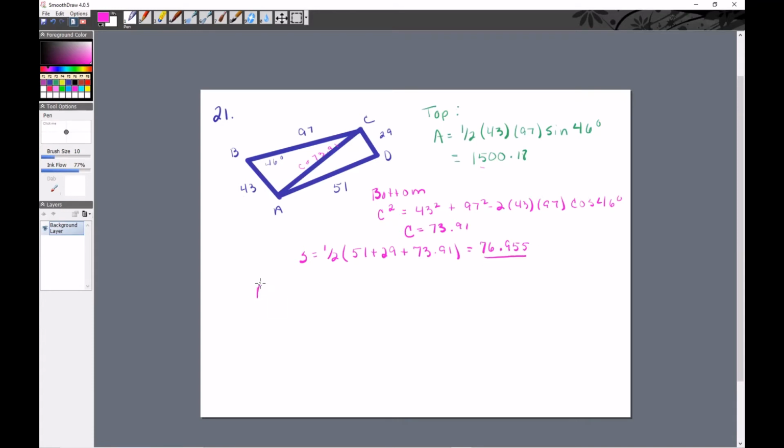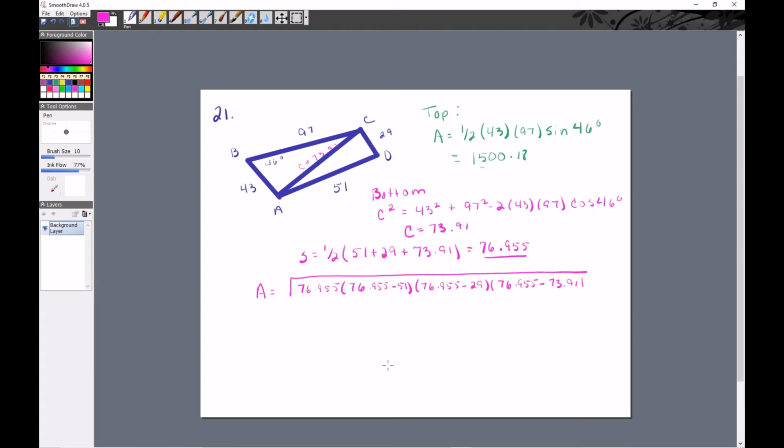So the area that we need is going to be this big long formula. That's going to be 76.955 times the same, 76.955 minus 51 times same, 76.955 minus 29 times, finally, 76.955 minus 73.91. And I didn't even draw it long enough, this radical sign.